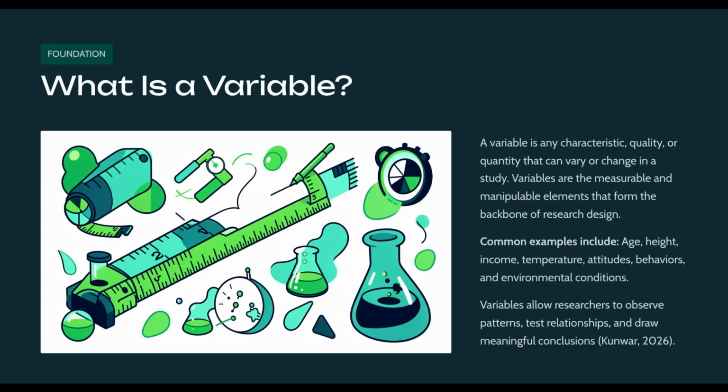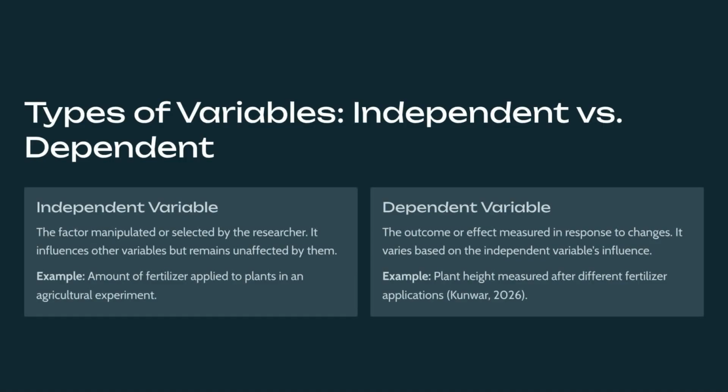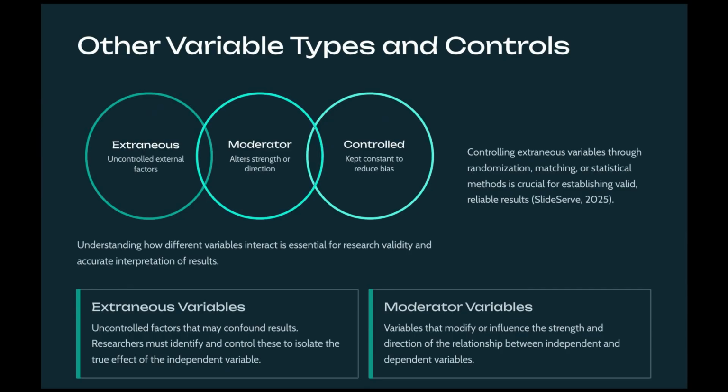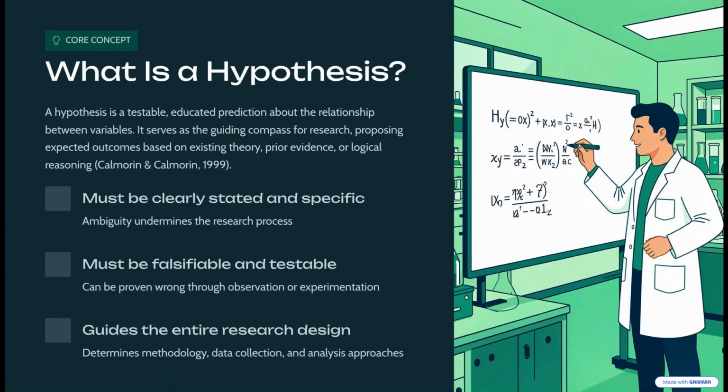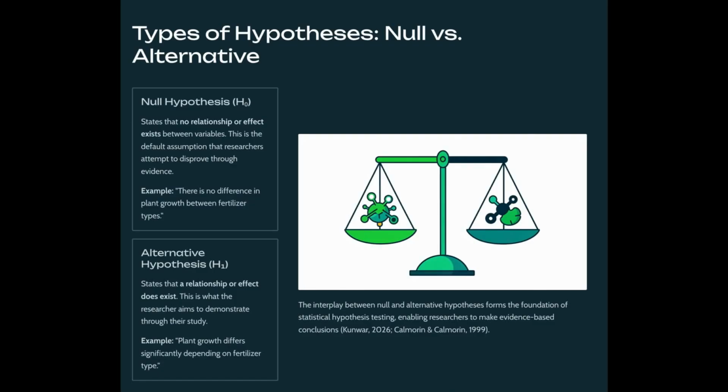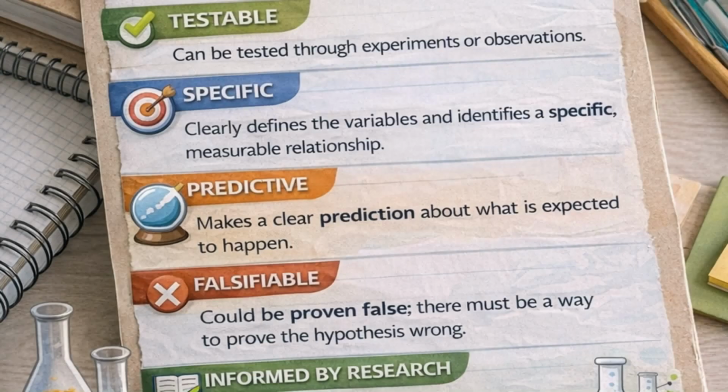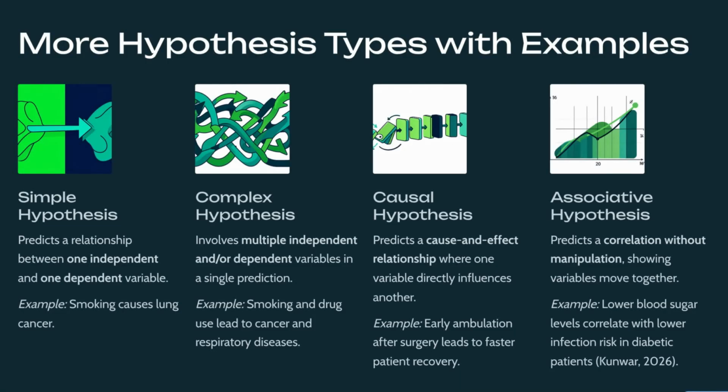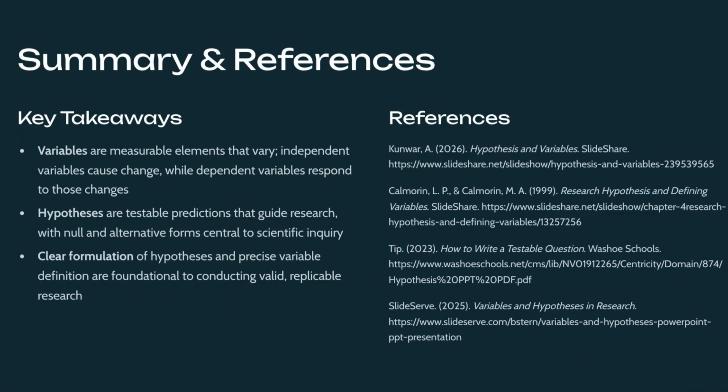Defining variables and hypotheses. In quantitative research, clearly identify independent variables, dependent variables, control variables. Then formulate your hypothesis. A good hypothesis is specific, testable, measurable. Avoid vague assumptions. Precision increases credibility.